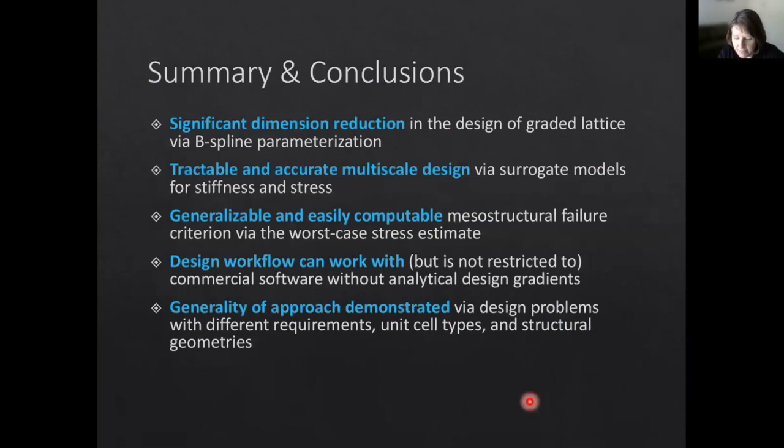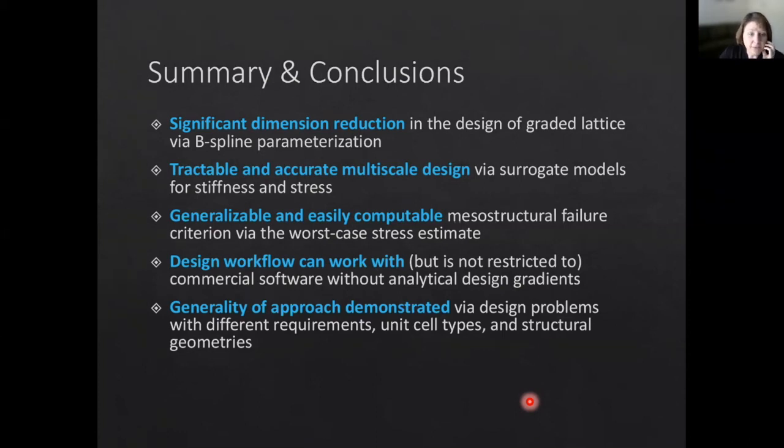So just in summary, some of the things that we've talked about is a significant reduction in dimensions using our B-spline parameterization. That could be even more significant in 3D. A tractable and accurate multi-scale design via surrogate models for stiffness and stress, where those stress models are surrogate models that are calculated as part of our homogenization routine and provide much more conservative estimates of the stress. Everything is generalizable and easily computable, like I said, via the worst case stress estimate.